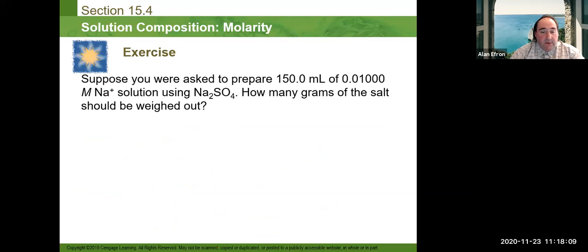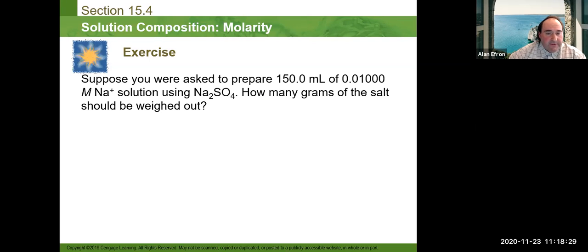Suppose you were asked to prepare 150 milliliters of a 0.01 molar sodium ion solution using sodium sulfate as your source. How many grams of the salt would you need to weigh out to basically get a solution that is 0.01 molar? Take a few minutes here and work on it.